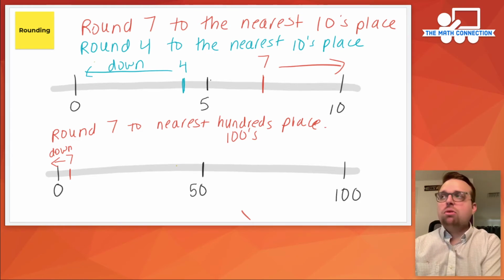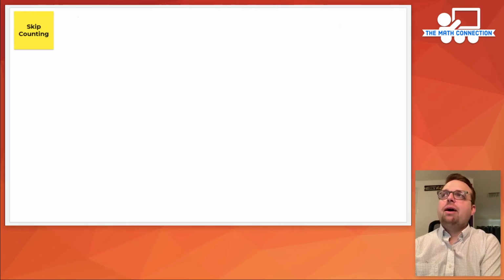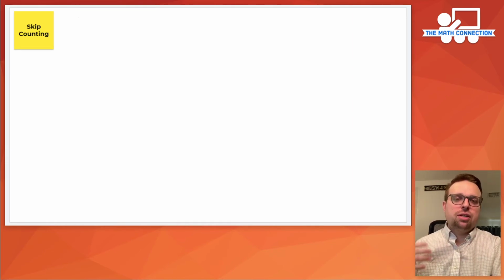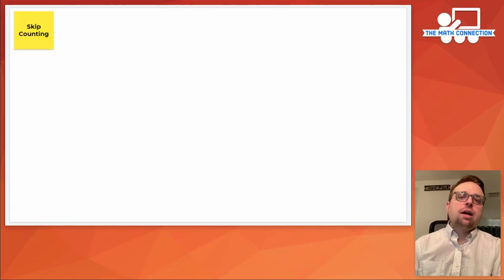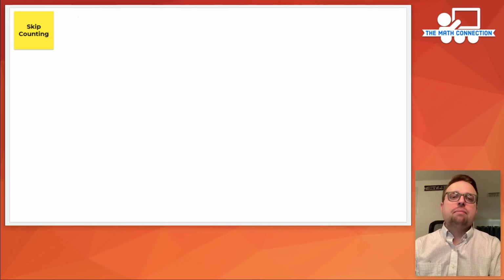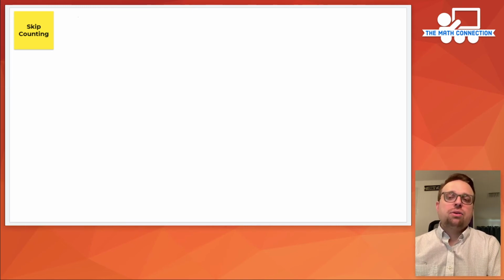Okay, so we have one more slide, and the next slide is going to be about skip counting. And you already probably do this, and maybe you just didn't know it was called skip counting. But all this means is that you are jumping around the number line by the same quantity every time. So I'm going to give you an example of how you can apply skip counting in a real situation.